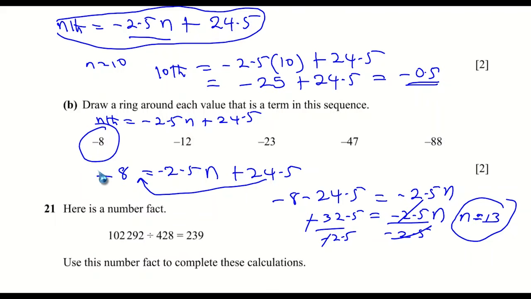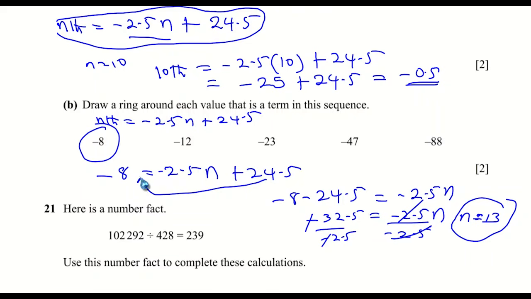Okay, so it means it is the 13th term. But if the value of n is a decimal or a fraction, then that particular term does not belong to the sequence. So you can just do the same thing for each of these. But for me, I'm just gonna give you the answer.